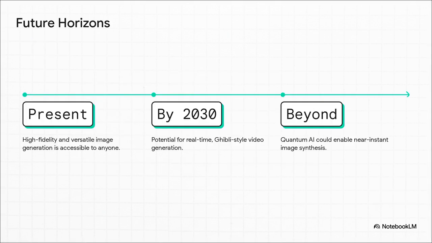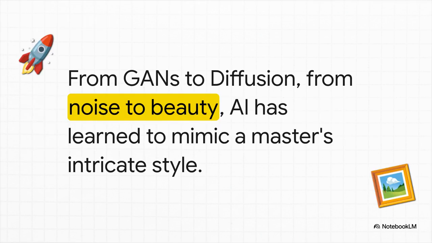So where is this all headed? Well, right now, high-quality AI images are becoming normal. But just think, by 2030, we could be generating entire videos in this style, in real time. And looking even further out, new technologies like quantum AI might just solve that whole melting GPU problem, making creation almost instantaneous.